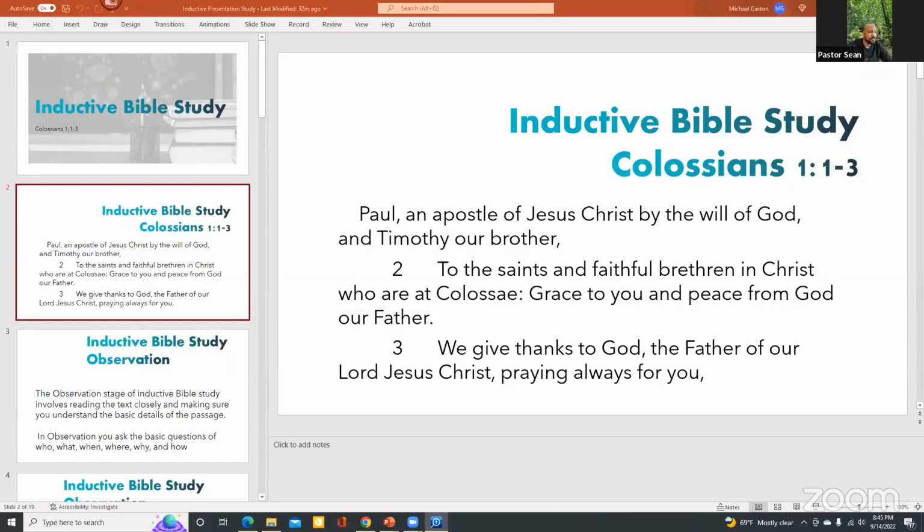Go ahead, Trent. Okay, so what you want to do when you're doing an inductive study and you have a concordance, you want to read and get the definitions of the different words that you may be familiar with, but you may not know the meaning of those words. So you want to research certain words, and you want to use different tools like the concordance. You also may want to use a Bible dictionary.